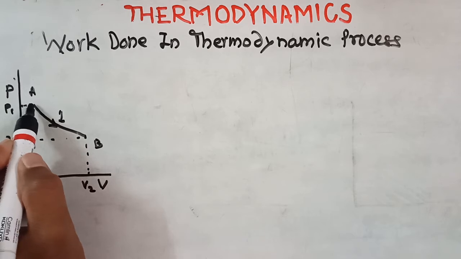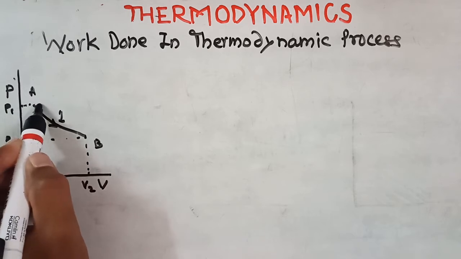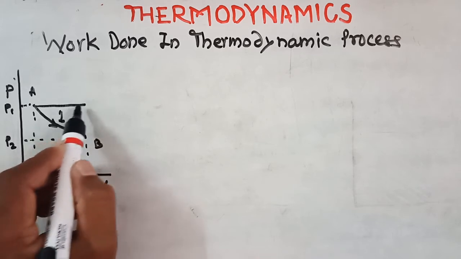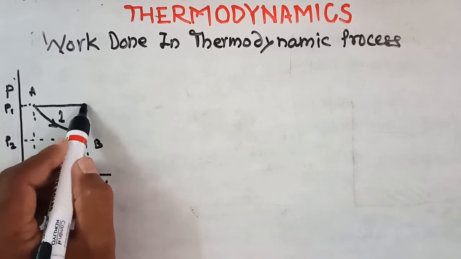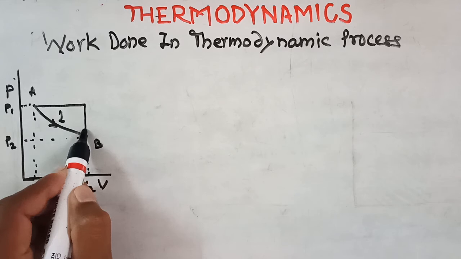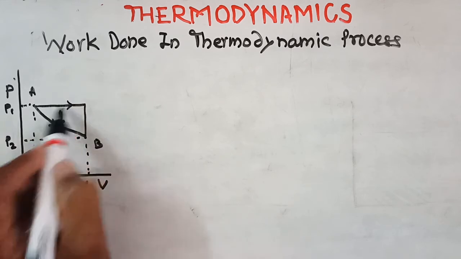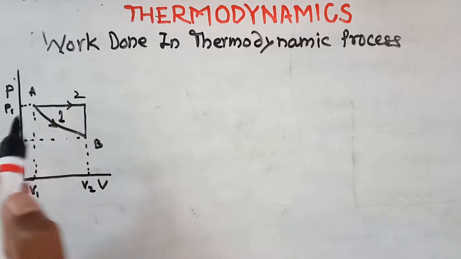In the second case, suppose the pressure is kept constant and volume goes on increasing, and at this point the pressure suddenly drops and becomes P2. At this stage the volume is constant. So this is the second way.